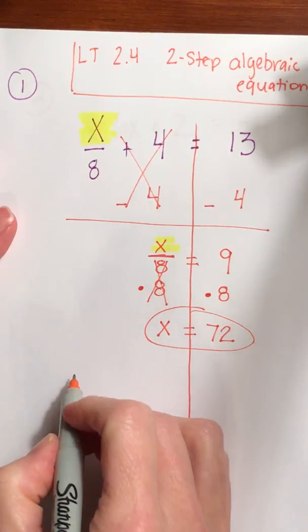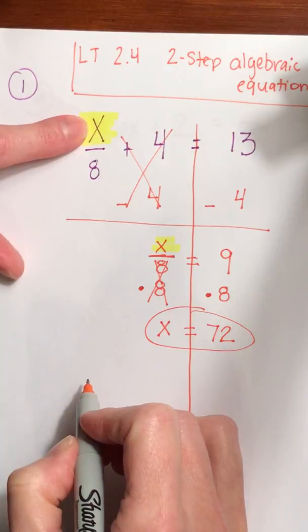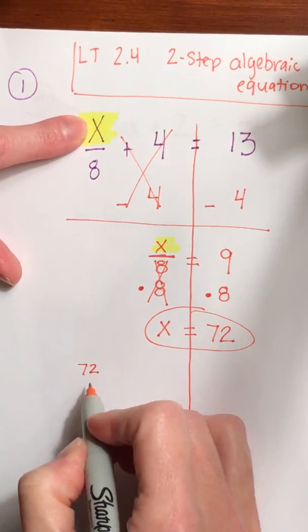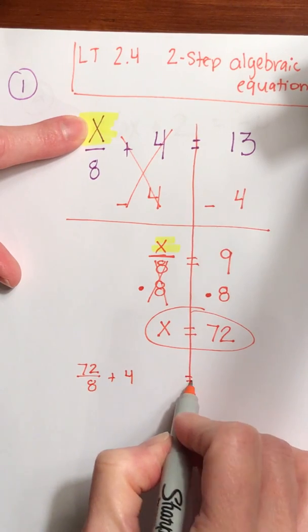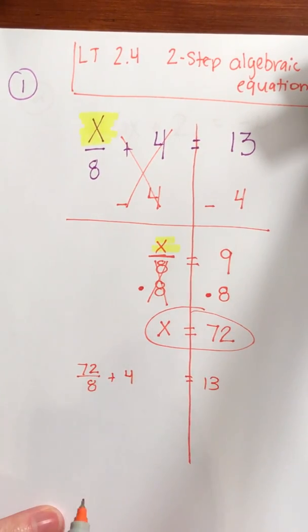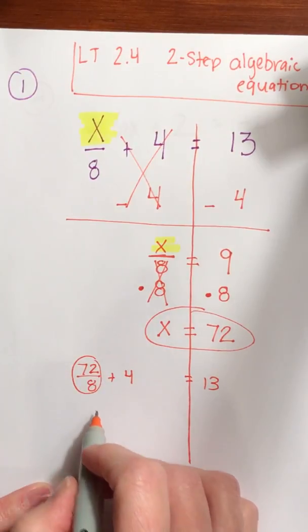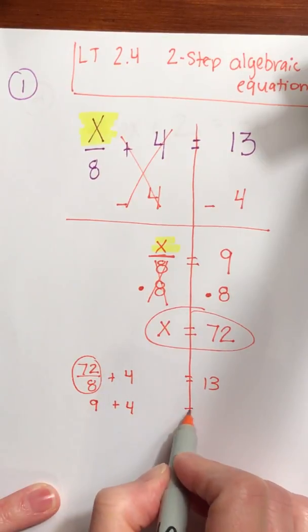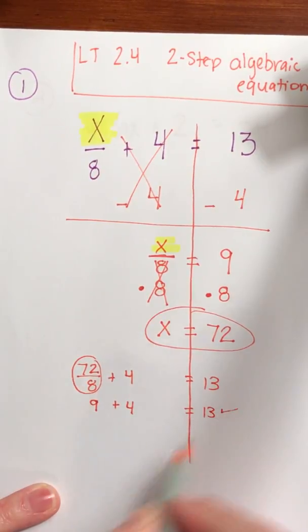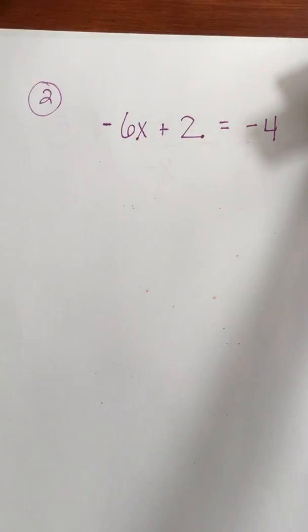Now I can check to make sure if that's right by plugging my answer into my original equation up here. So I'm going to write a 72 instead. And I'm going to copy everything else down as I see it. Using PEMDAS, I would do this grouping symbol first. I would divide. So 72 divided by 8 is 9. And 9 plus 4 is 13. I am correct.